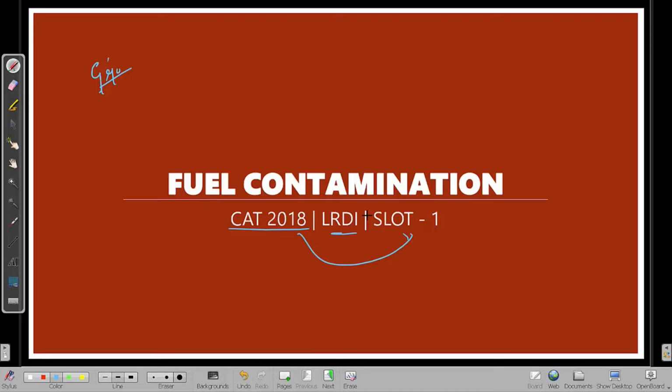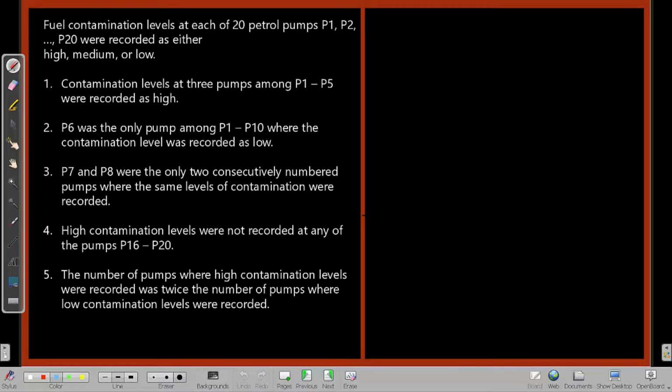Now this set is not that challenging, however there is that one particular rule which is problematic, and making deductions based on that one rule can create a bit of an issue here. But if you are systematic, you can solve this set without too much trouble. But let's see the story.